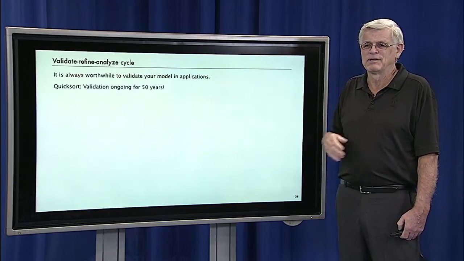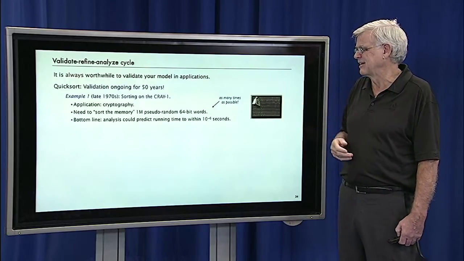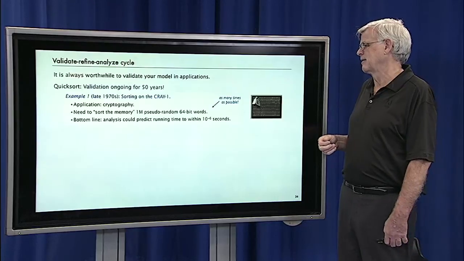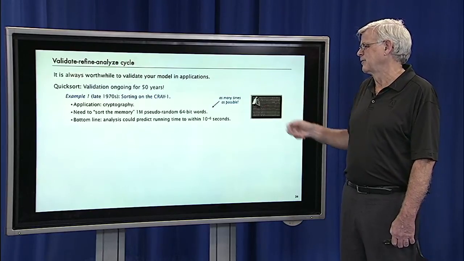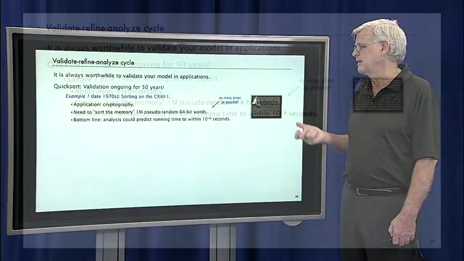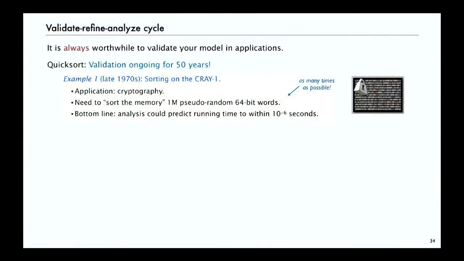I'll just give you 3 examples from different decades that I've been involved in. Right when I got out of school, I was involved in a project where we were sorting on the Cray-1, which was the world's fastest supercomputer at the time. And this was for cryptography.